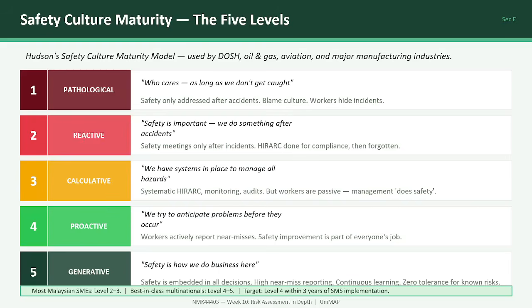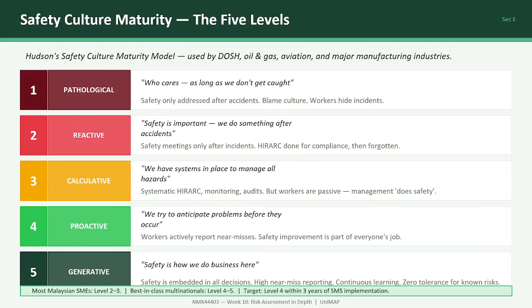Level 5, generative. The belief is safety is how we do business here. Safety is embedded in every organizational decision: investment decisions, hiring decisions, production scheduling decisions. The organization has a high near-miss reporting rate, continuous learning from every incident, and zero tolerance for known risks. Workers and management share a common understanding that safety and productivity are complementary, not competing.